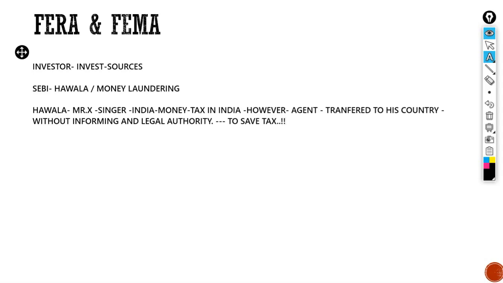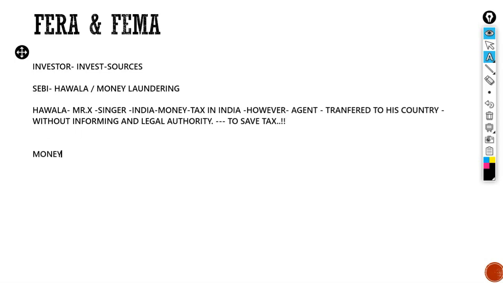So as I wrote, as per this example, let's say we had taken Mr. X, a singer who's not residing in India. Okay, he comes to India, he sings, he earns money, so he has to pay tax in India. However, he does not pay the tax. Okay, he catches an agent, he tells him he wants to transfer his amount to his country but without informing any legal authority. He does that to save tax. So that is the basic meaning of hawala.